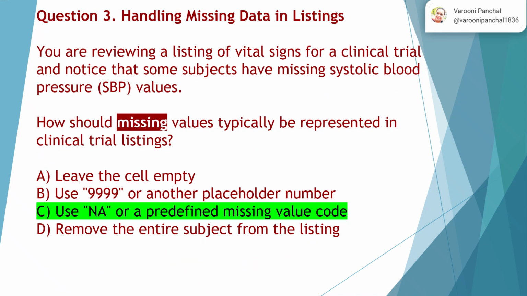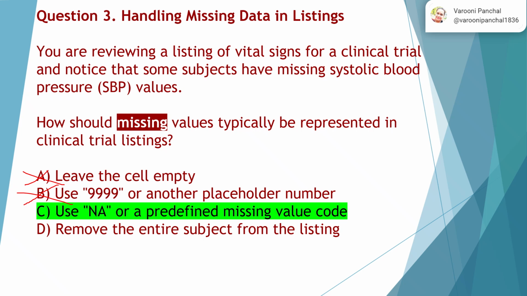Question 3. Handling missing data in listings. You are reviewing a listing of vital signs for a clinical trial and notice that some subjects have missing systolic blood pressure values. How should missing values typically be represented in clinical trial listings? Option A, leave the cell empty. No, you cannot leave the cell empty. Option B, use double nine or another placeholder number. You cannot even use any kind of placeholder in clinical trials where you are dealing with the human patient's data.